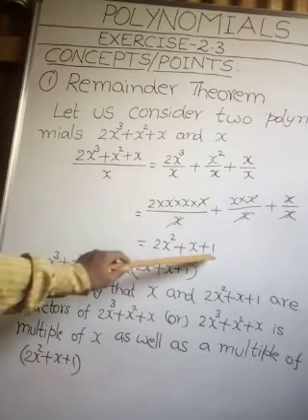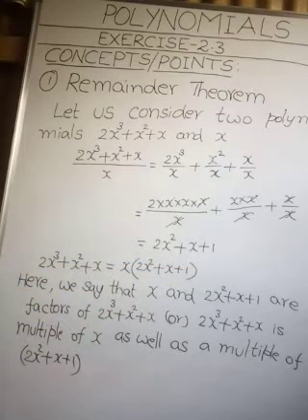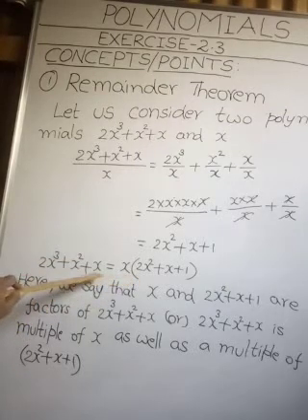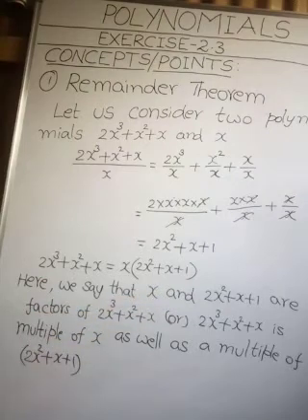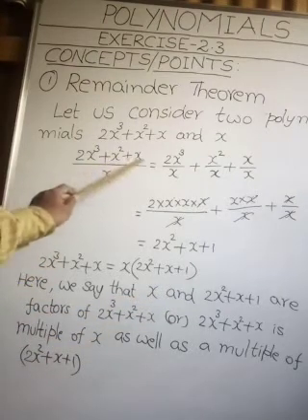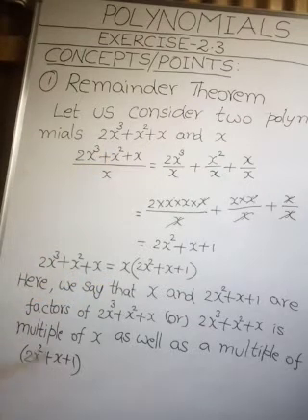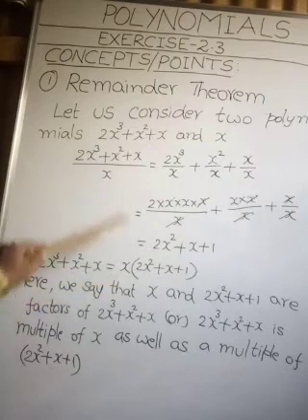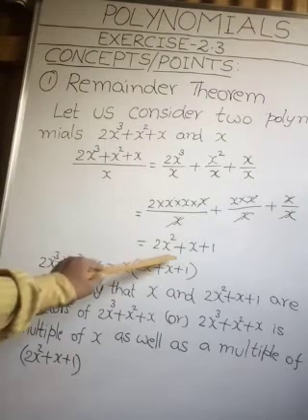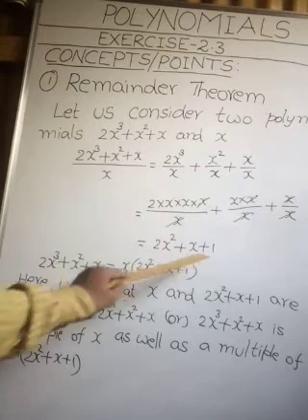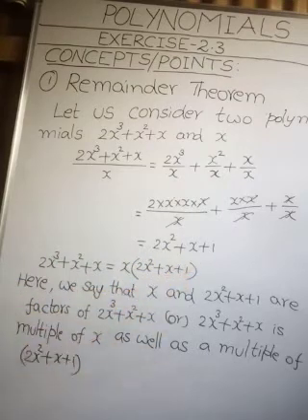So this is a quotient. So we can write this true statement. We can write this division in the form of a mathematical statement like this: 2x cube plus x square plus x, this polynomial, the dividend, is equal to, what is here the divisor? The divisor is x into, what is the quotient here? I told you this is the quotient: 2x square plus x plus 1.